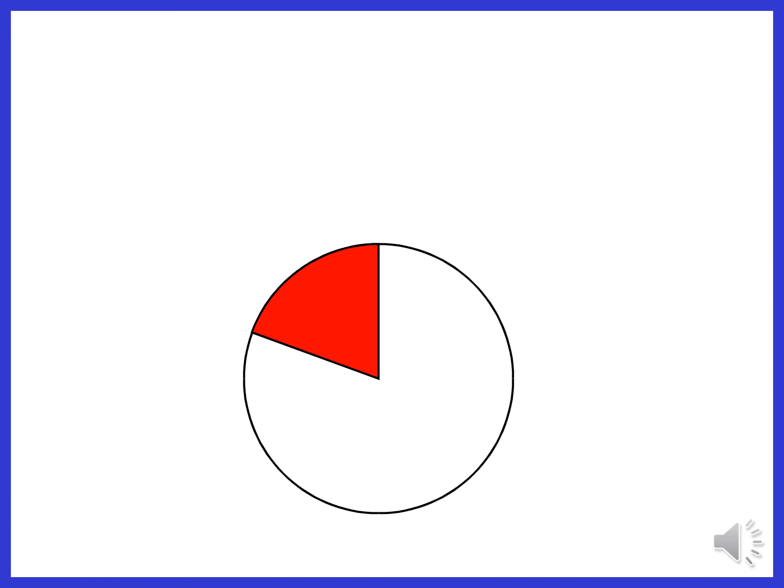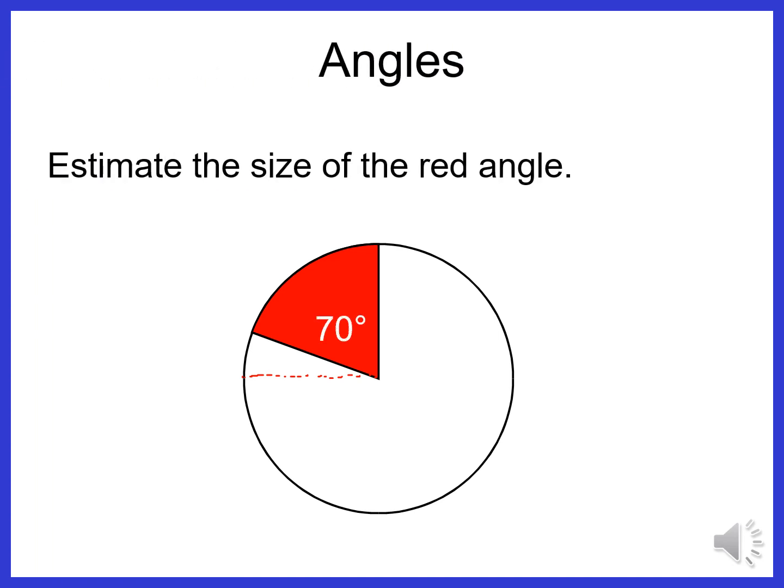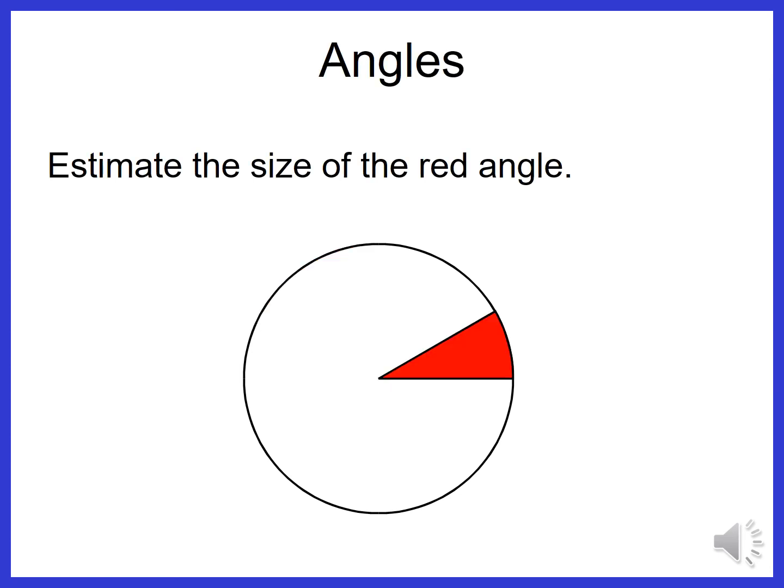Okay, so a quick quiz now. I want you to have a go at these, so pause the video now, and I want you to try and estimate this one. So it might help if you imagine drawing extra lines on, so maybe like this. And you're trying to estimate how much of an angle the red one is. Okay, so this one was 70 degrees. So it's a bit less than 90, but not by loads.